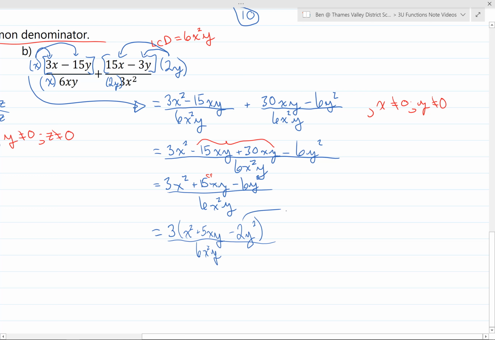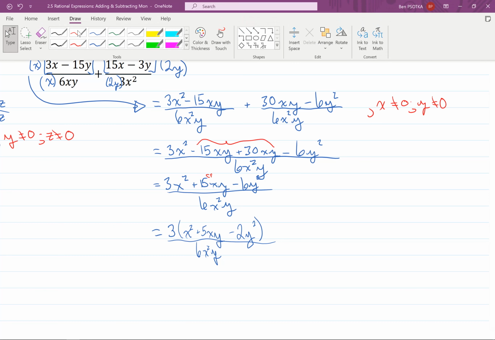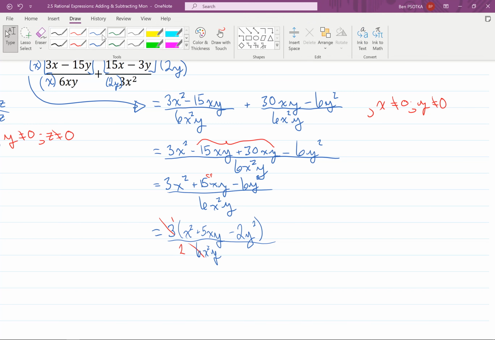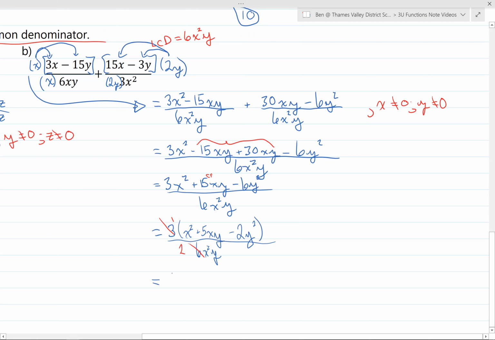I can try and factor this numerator. Turns out I can't factor it any further, but I can reduce the coefficients that I'm working with. I see a 6 and a 3, so I can divide those, leaving me with 1 over 2. My final answer here is x squared plus 5xy minus 2y squared, all divided by 2x squared y. And because I'm finished, I need to restate my restriction, where x cannot equal 0 and y cannot equal 0. So that's how you do it.